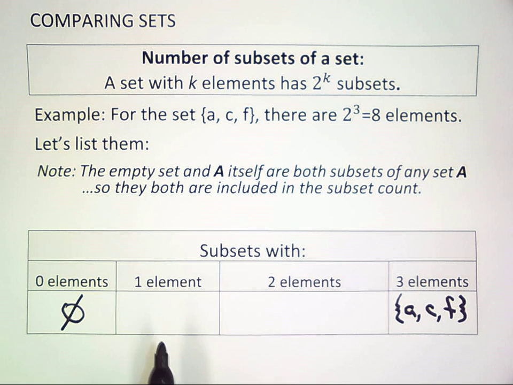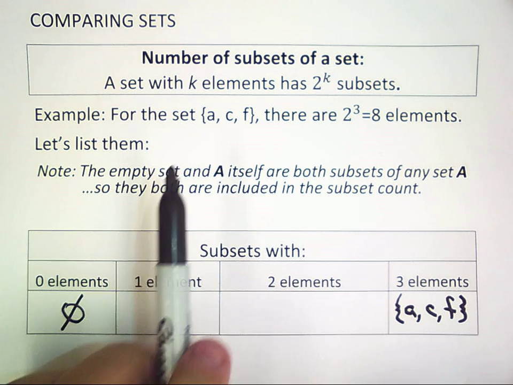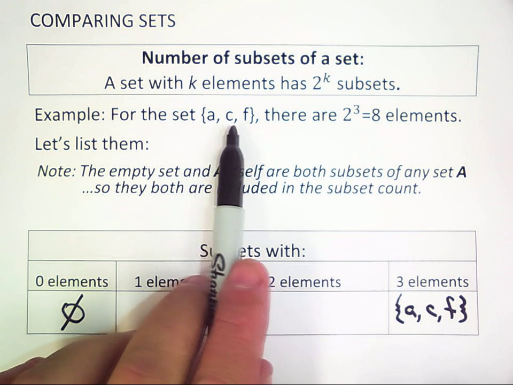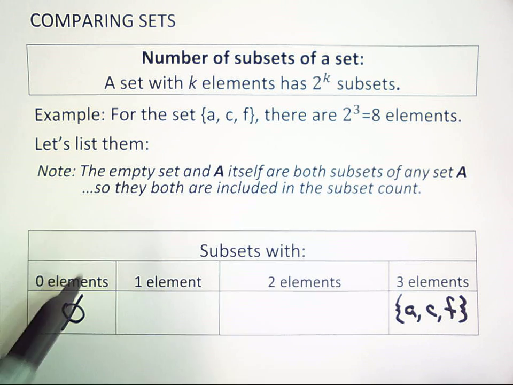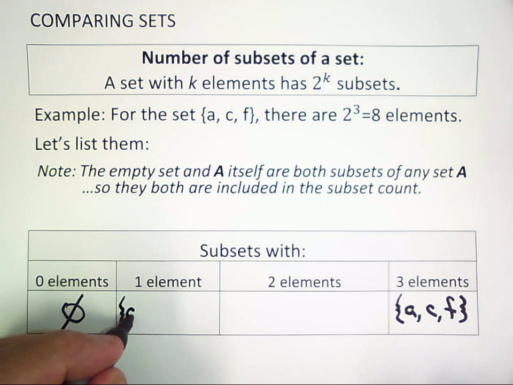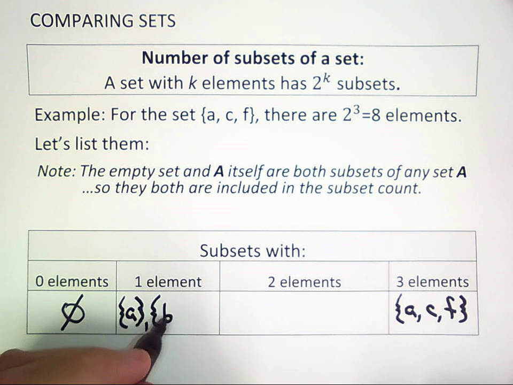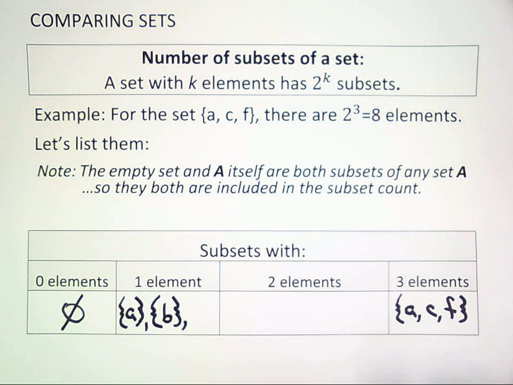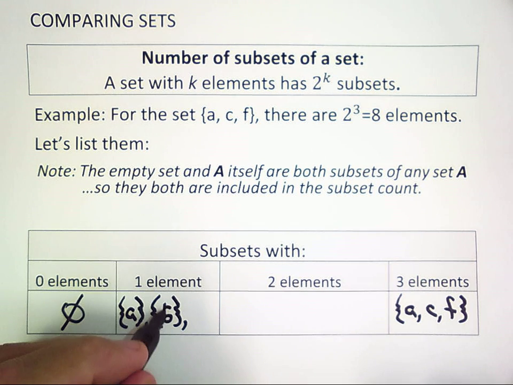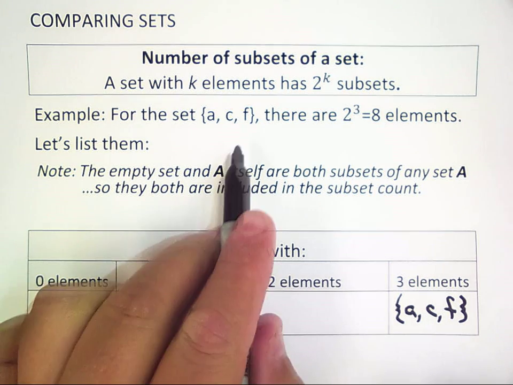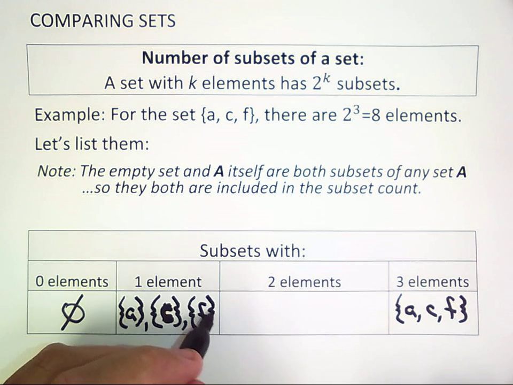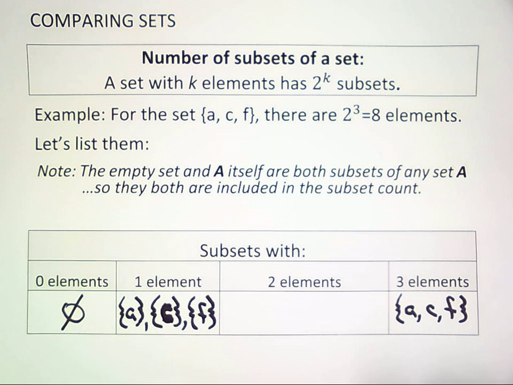Now we're tasked with writing out the number of 1-element sets and writing out the 2-element sets. Well, it's easy enough. The only 3 sets that have 1 element are each element listed individually. So the set containing just the A is a 1-element subset. The set containing just C is a 1-element subset. Oh, excuse me, there's a C, not a B. And the set containing the element F is a 1-element subset.